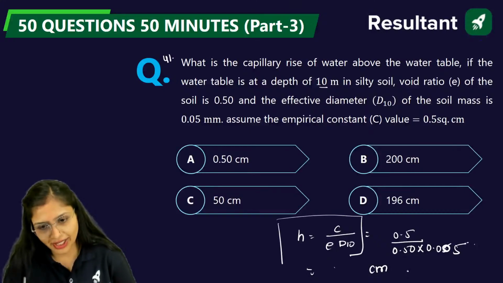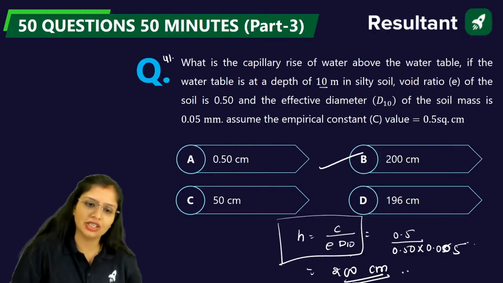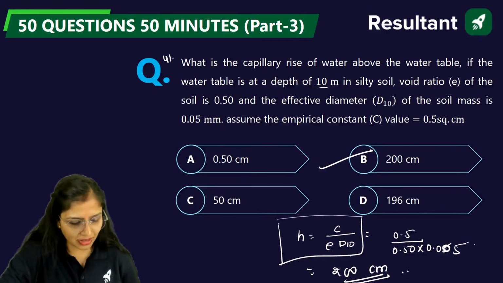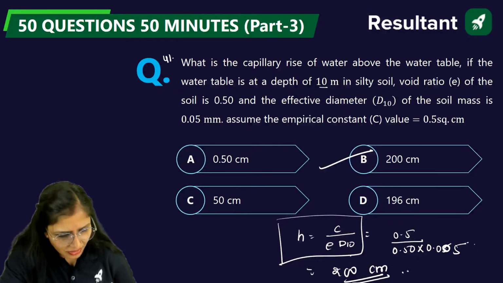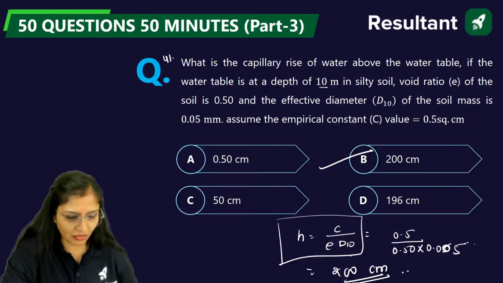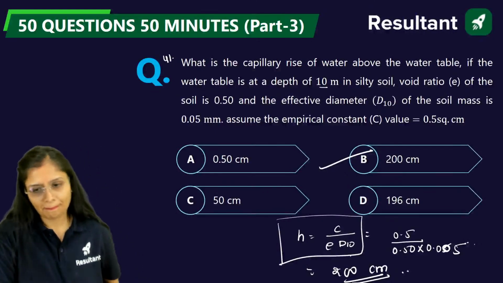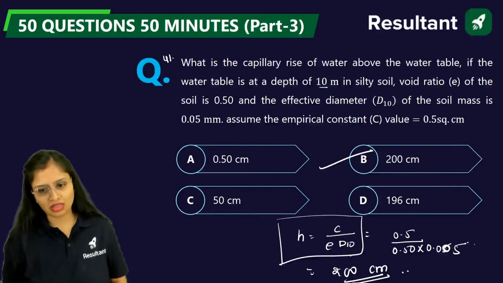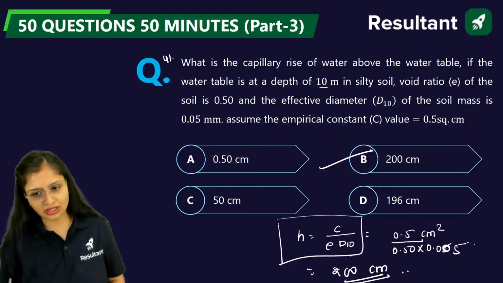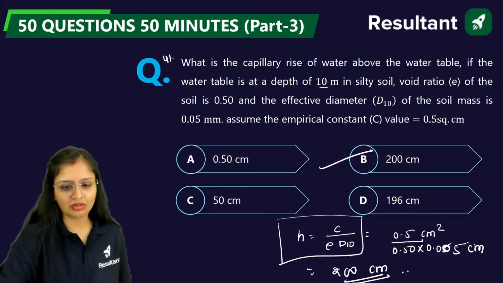This formula you should know: height of capillary rise in soils. Just check out the calculations once. 41.8 is coming. Have you checked the unit conversion? I guess you might have made a mistake there. Just check it out. This was centimeters square and this is in centimeter. e doesn't have any units.